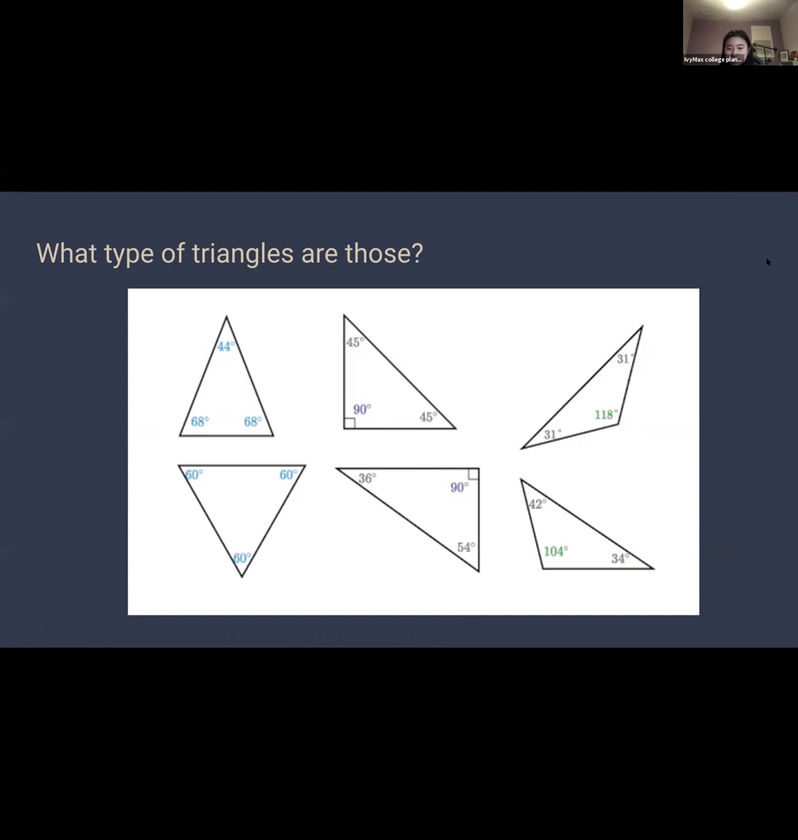Okay, so for the third triangle, since two of the angles are 31 degrees, that means these two sides would also be the same, so it's an isosceles triangle. And since it has one angle that's 118 degrees, which is bigger than 90 degrees, it would also be an obtuse triangle. And then for the fourth triangle, all three sides are the same, so it's an equilateral triangle.